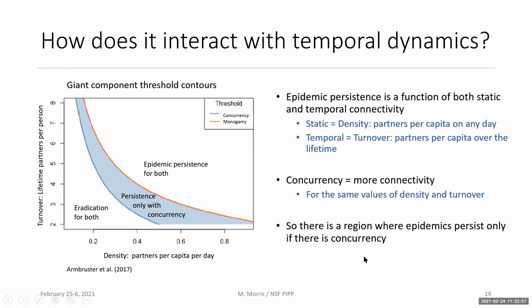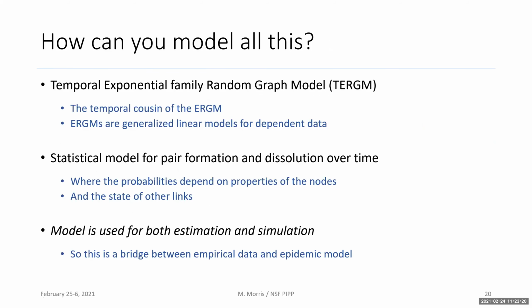Basically, there's a region where epidemics persist only with concurrency, and that led us to think, oh, so maybe that's what's going on. We can see that it doesn't take large differences in behavior to generate large differences in connectivity. So maybe we're sort of in this area basically, and that's what's generating the difference in HIV prevalence in these different settings. So how do you model all of that?